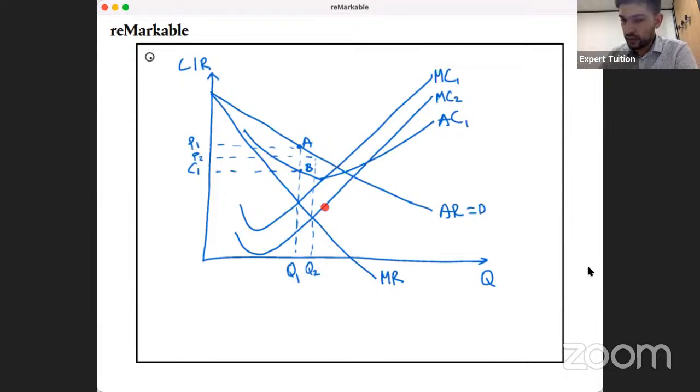So I'm going to pick a point like over here. I'm going to go out like that. And that's AC2. Finally, what I do is I go up from the new quantity. The most important point on the diagram now is Q2. Go up from Q2 to hit the AC curve, which hits it there. That is the new cost, C2. And finally, D and E.